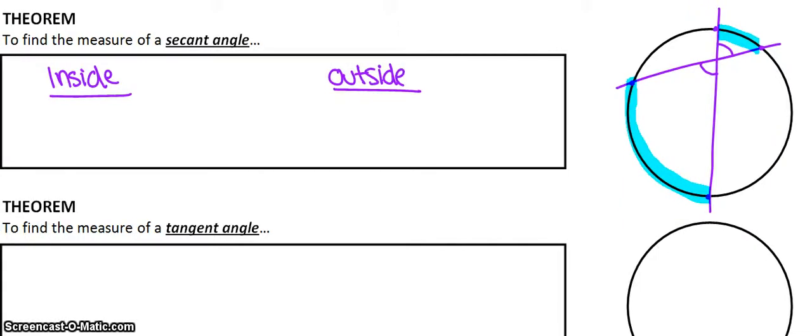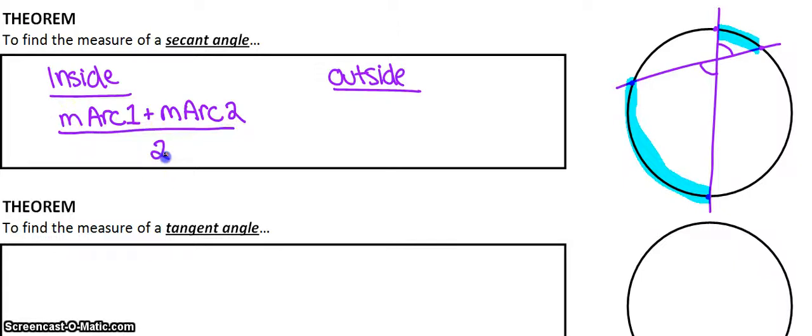So we need a formula that not only relates one of the angles to the arc, but also relates both of them. So an inside secant angle is calculated by taking the measure of arc 1, so let's call this arc 1, this arc 2, it doesn't really matter. The measure of one of the arcs, and you have to add the measure of the other arc, I'll call that arc 2, and then you're going to divide it by 2. So the way I think about this is like you're averaging the size of these two arcs, so you add them up and divide by 2.